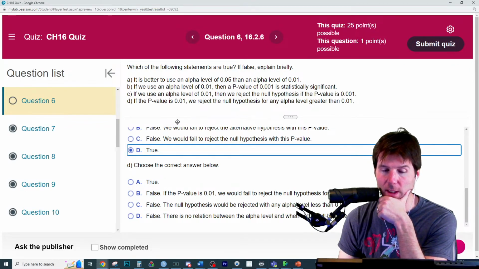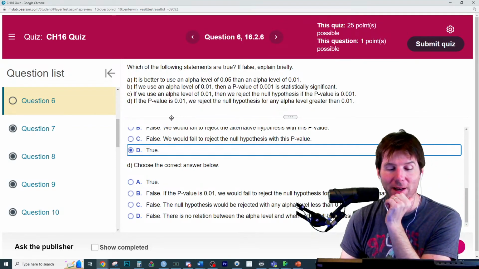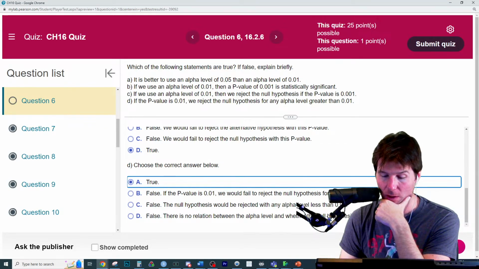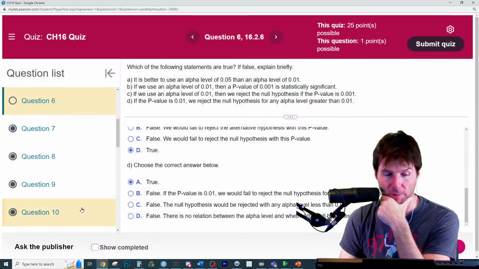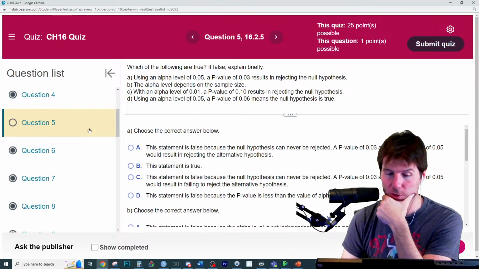Yeah, that's true also, right? My gosh, these are so weirdly worded. If the p-value is this, we reject the null for any alpha level greater than... yes. Am I going crazy? Wow, that was interesting. They got me with all those truths right there.